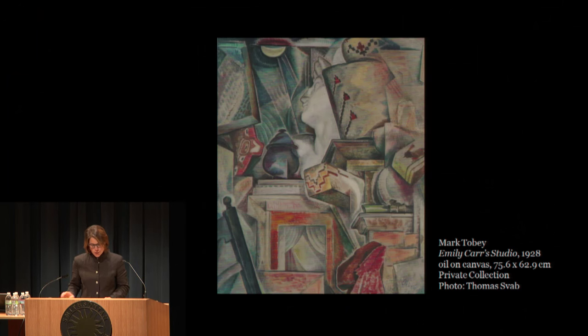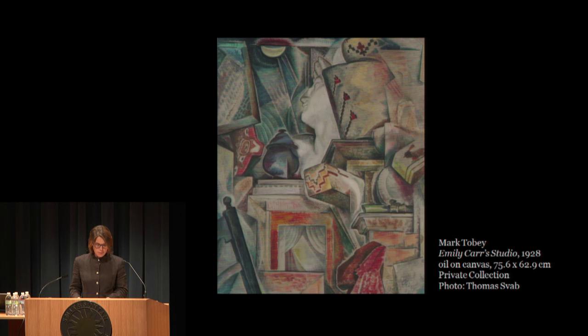In the fall of 1928, Mark Tobey taught a masterclass in the studio of Canadian painter Emily Carr in Victoria, British Columbia. On this occasion, he also painted a still life of Carr's studio in which an eclectic mass of objects radiates around a female bust. Fragments of picture frames, Northwest Coast native artifacts, objects from Carr's basket collection and her pottery dishes with native designs are piled up and seen from conflicting viewpoints.